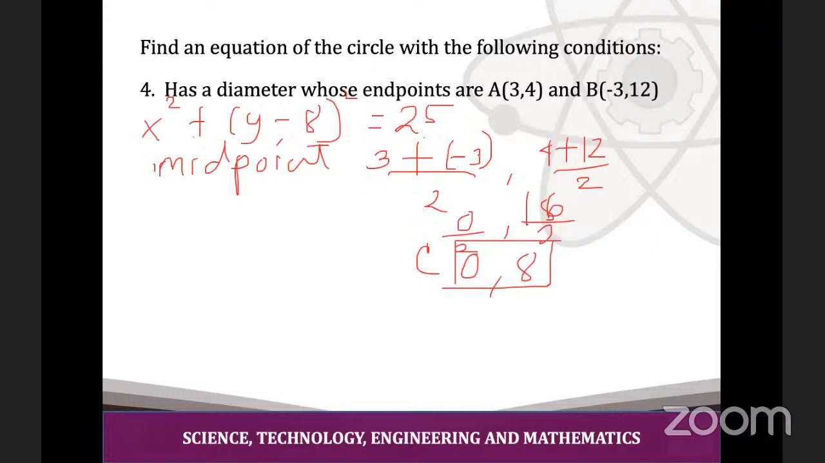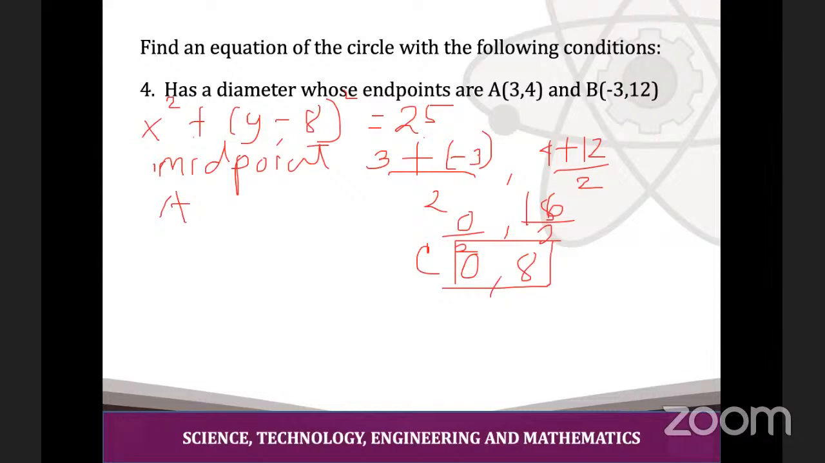and gagamitin din po natin yung center na nakuha natin. So, gagamitin po natin ang distance formula. So, x sub 2 minus x sub 1 quantity squared plus y sub 2 minus y sub 1 quantity squared. So, 0 minus 3 is equals to negative 3 squared plus 4 minus 8 is equals to 4 squared.